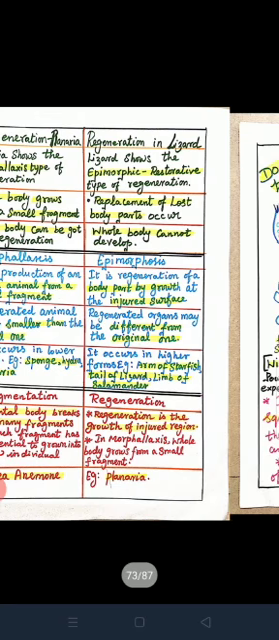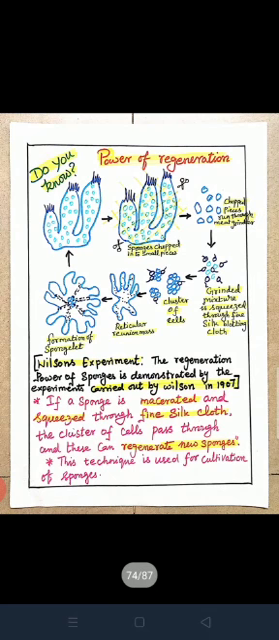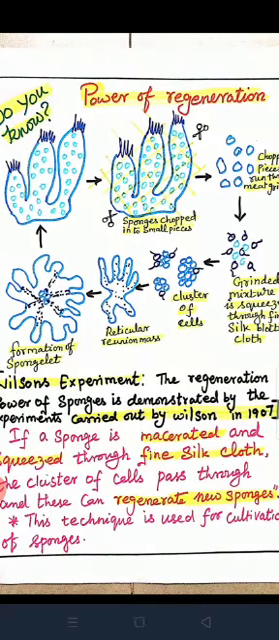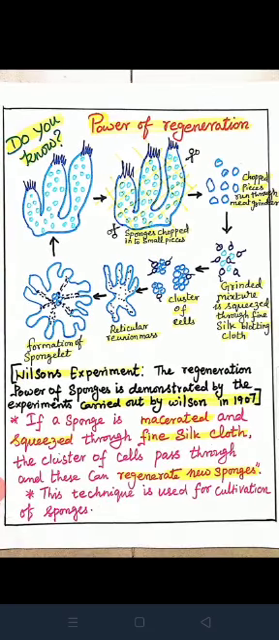Next, we'll see the power of regeneration. Do you know part? This is actually called Wilson's experiment. The regeneration power of sponges is demonstrated by the experiment carried out by scientist Wilson in the year 1907. In your textbook content, there is no diagram and scientist name for this Do you know part. Just for competitive exam purpose, I added this.